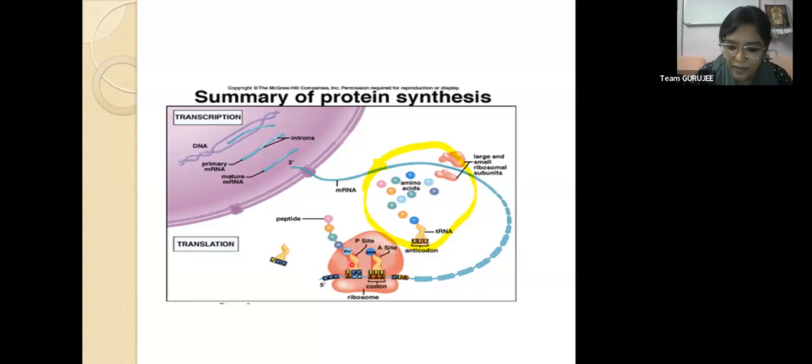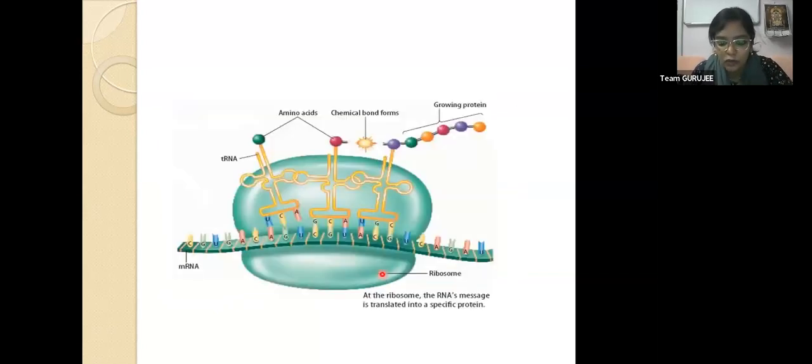So there are two sites called the P site and the A site. This P site is the first site, followed by the A site. So there are two room-like structures. These amino acids get attached to form a peptide chain. Finally it forms a full protein.